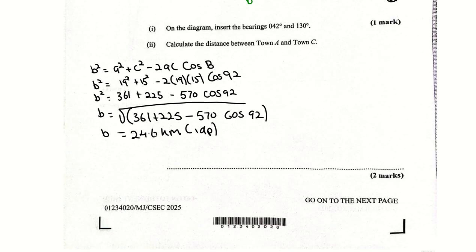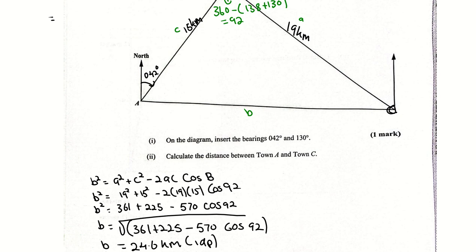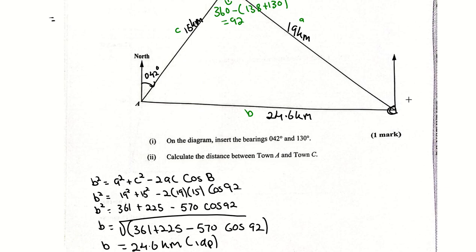Determine the bearing of town A from town C. So let me just put in the information that we know. So this is 200, this is 24.6 kilometers. They said to find the bearing of town A from town C. So they want to know this angle here from town C to A.